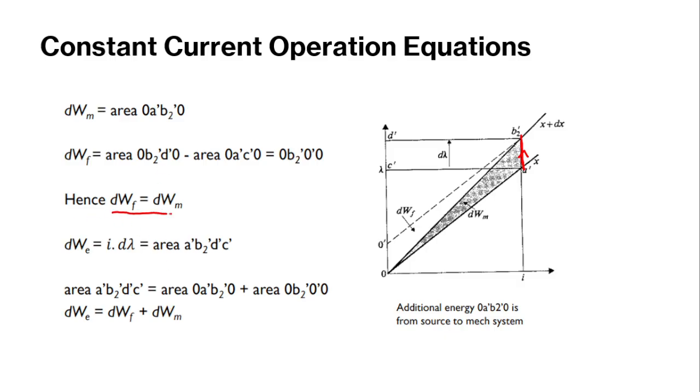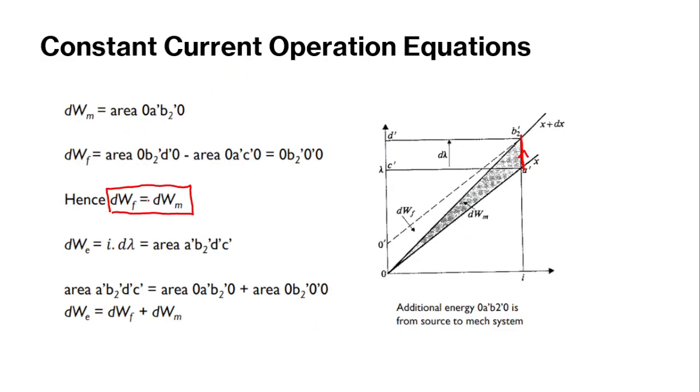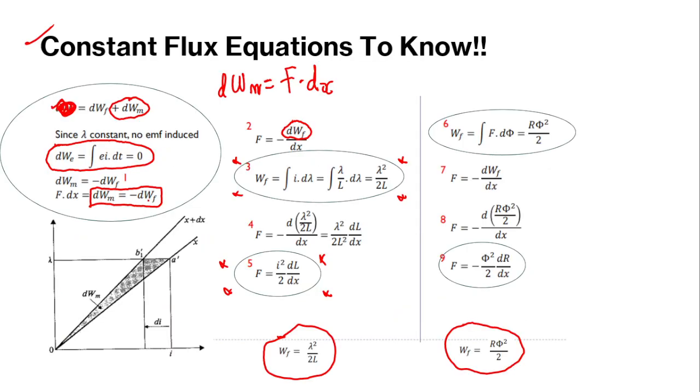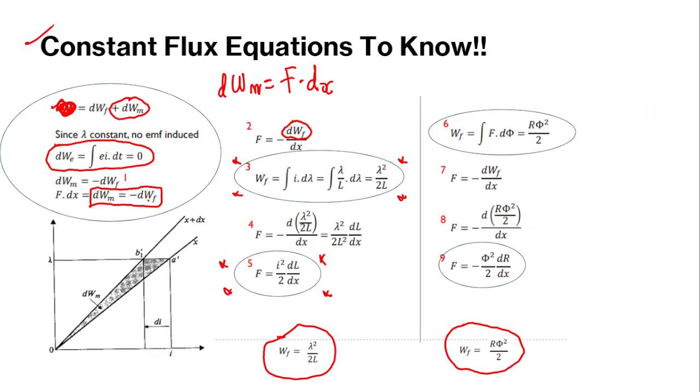For both of them, the question asks to explain constant flux and constant current, draw the graph, and explain the equations. So the first thing you do when you draw any graph, since it asks you to explain constant current and constant flux, is talk about how you get constant current and how you get constant flux.